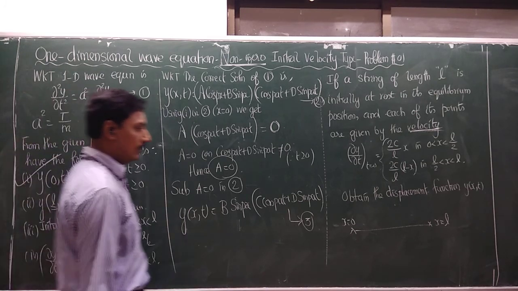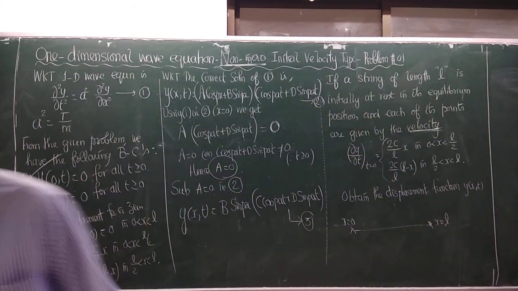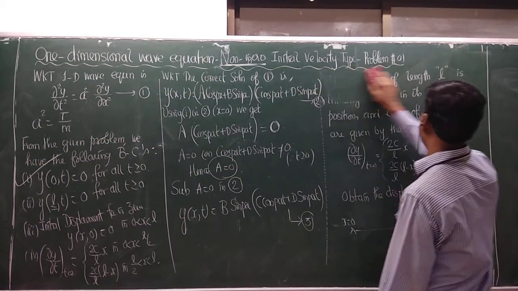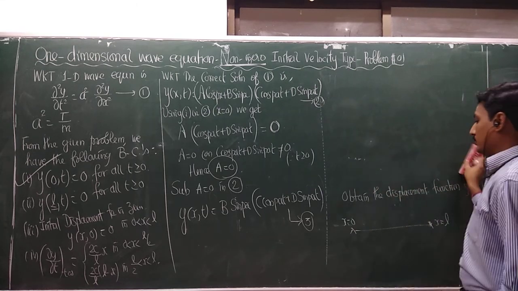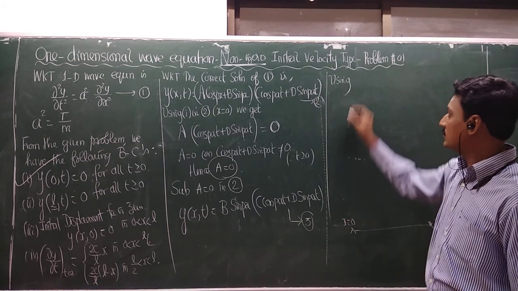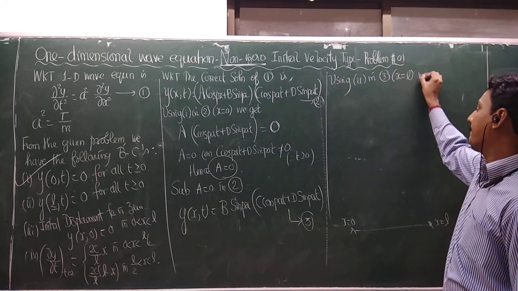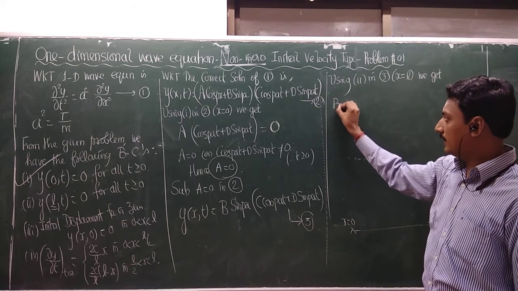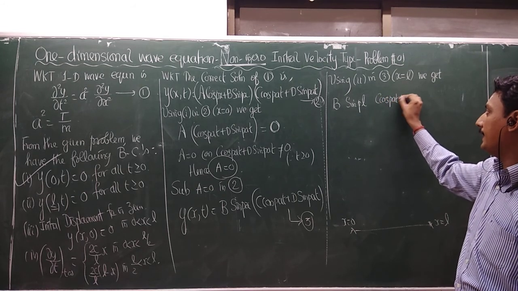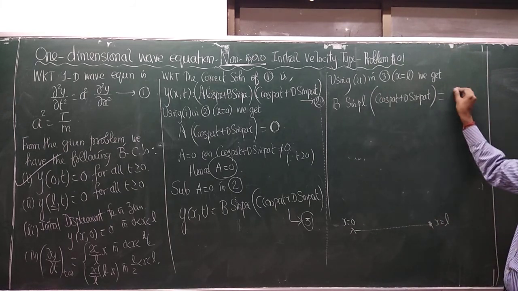When x equal to L, there is no displacement because this point is also fixed. So there is no displacement at this point number 2, that is x equal to L. Shall we apply condition number 2 now? Using condition number 2 in equation number 3 by putting x equal to L, we get b sin pL into c cos pat plus d sin pat. At this point there is no displacement, so it is equal to 0.